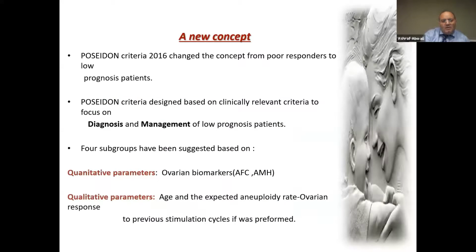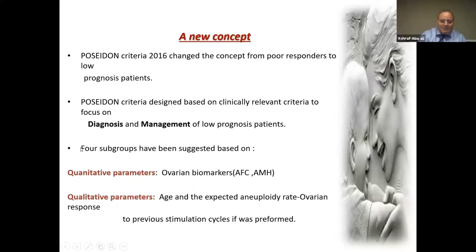And so it is not only the count in front of you in the intrafollicular count, but it is also about the response of the patient. And so this leads to a new concept in classification of the patient, especially in the poor responder patient, what is known as Bologna criteria, which emerged in 2016, changed the concept from poor responder to low prognosis patient. Bologna criteria designed based on clinically relevant criteria focused on diagnosis and management, quantitative parameters like ovarian biomarkers, follicle count, and AMH, and also qualitative parameters.